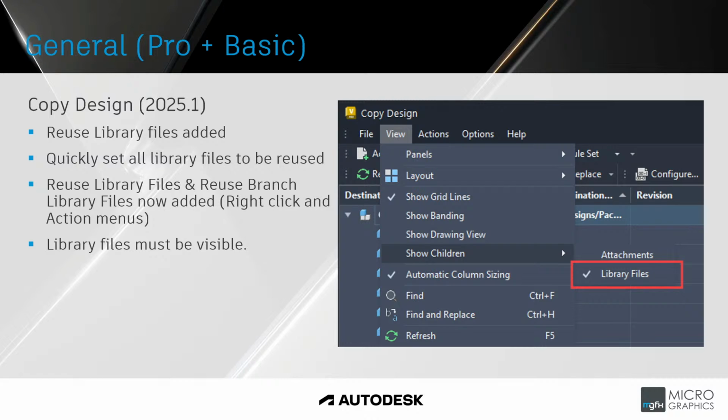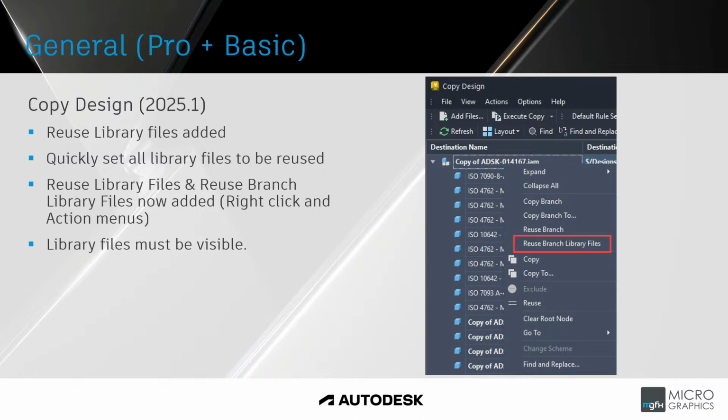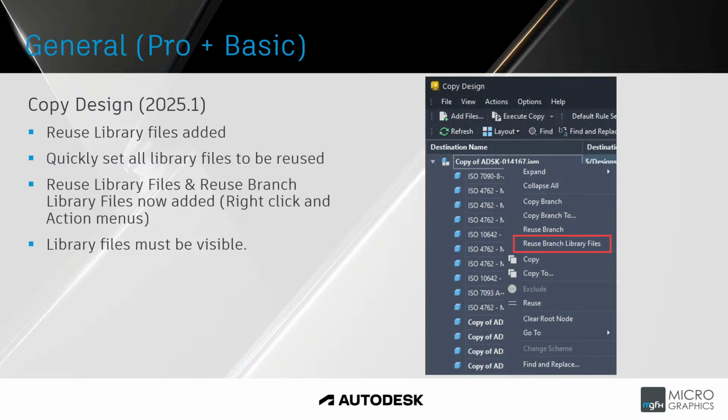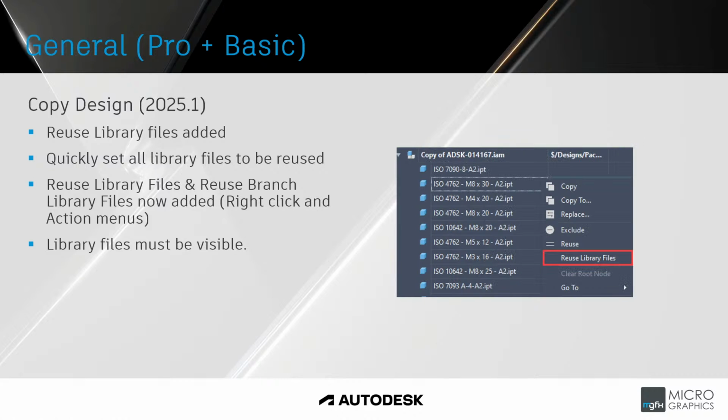So here in the image, we go in the copy design, you're able to go to View, Show Children, and then enable the library files option. So during copy design, the library files will be listed. Then in the right-click menu, you will have the ability to reuse the branch or reuse a specific library file. So if I go back here, right clicked on the main assembly, there's an option to reuse branch library files. Or if you right click on a specific library file, you can choose to reuse it.